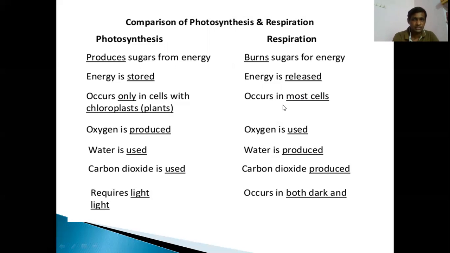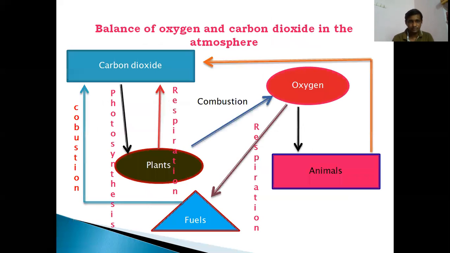In photosynthesis, oxygen is produced and carbon dioxide is used, whereas in respiration, oxygen is used and carbon dioxide is produced. In both cases, water is used and water is produced. Photosynthesis requires light, whereas respiration occurs in both light and dark. Okay.